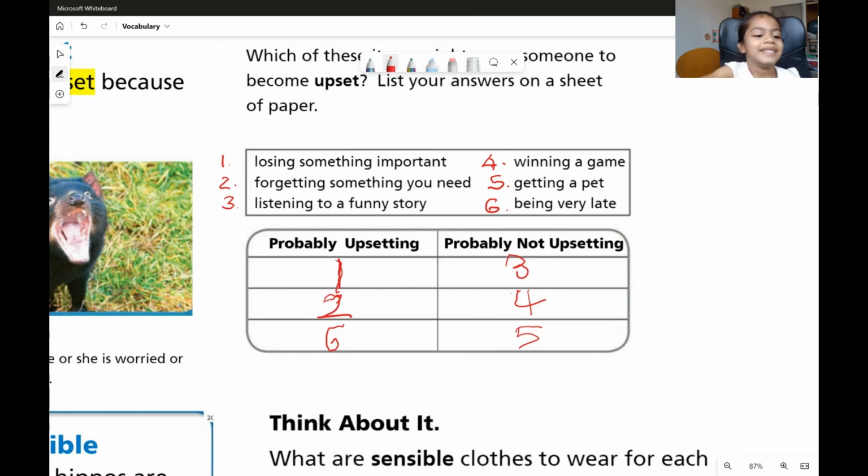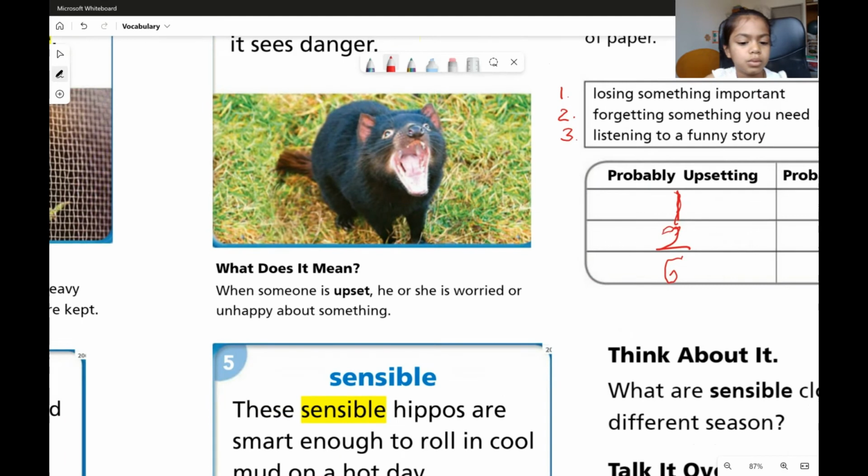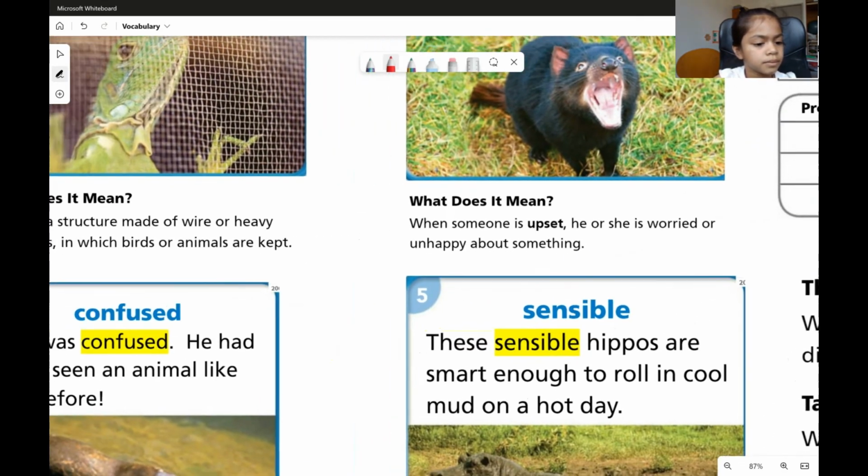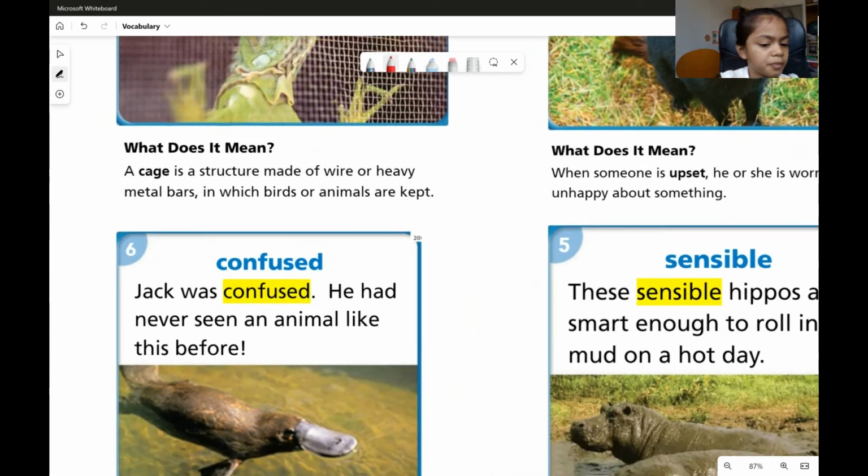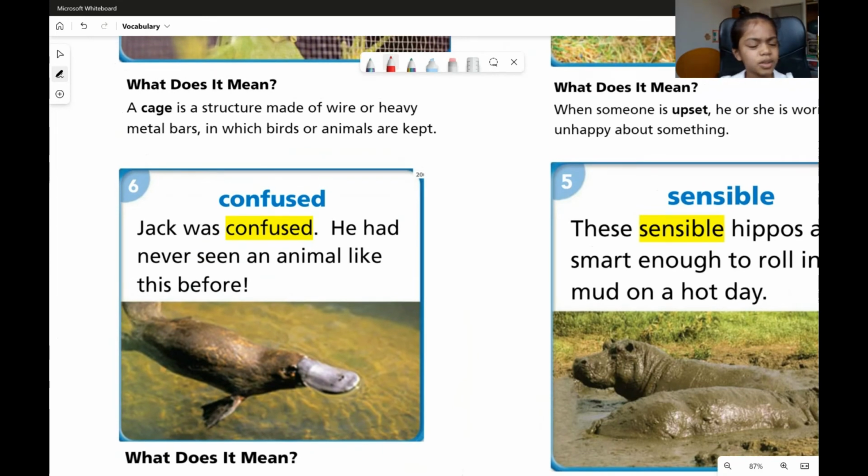Let's move to the next one. He's confused. Jack was confused. Jack is just a name, okay? Jack was confused. He had never seen an animal like this before. So here the new word is confused. Do you know what it means?